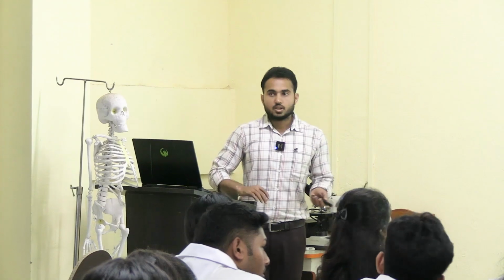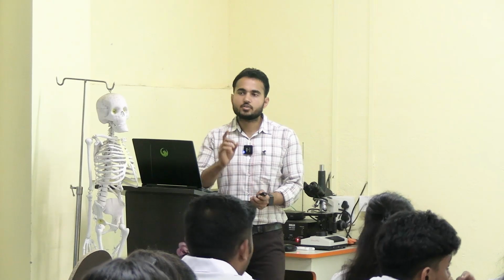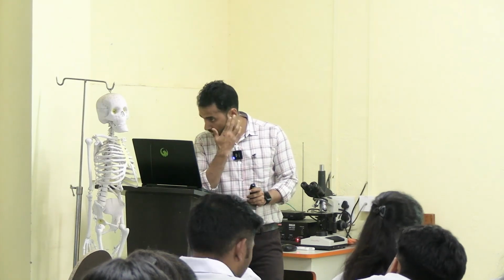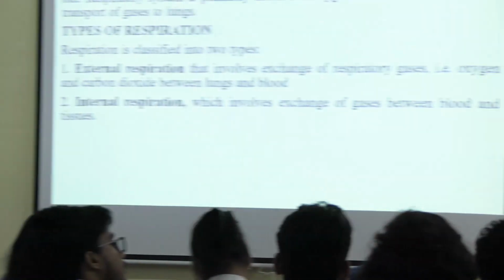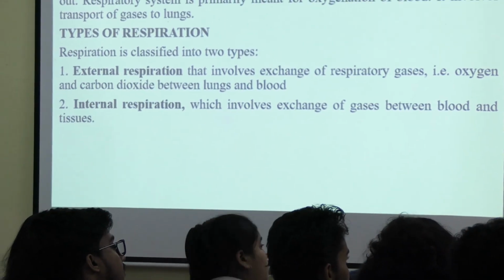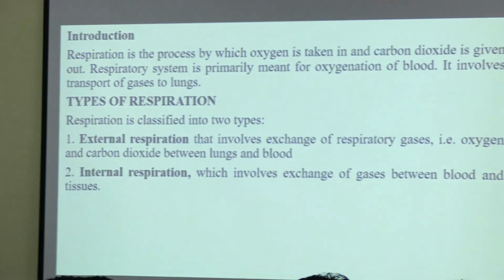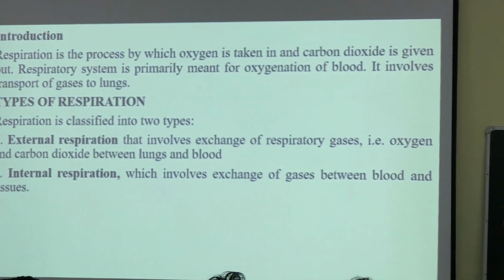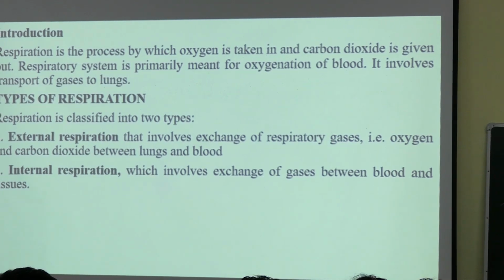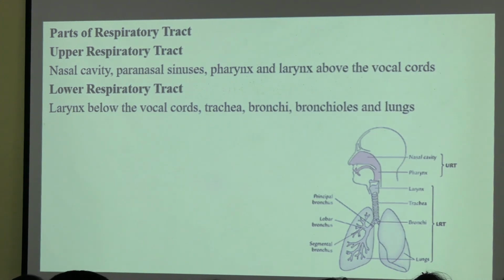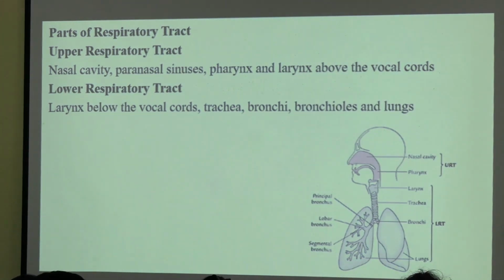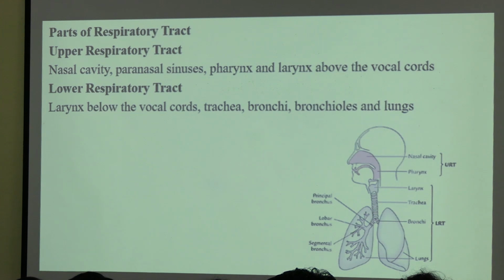Trachea. Before going to the trachea, there are a few important points which you have to know about the respiratory system. I hope you know what is respiration. You know what is respiration, right? And then you know that two types of respiration are there: external respiration and internal respiration. You have studied this. Next, the respiratory tract is divided into two parts, that is the upper respiratory tract and lower respiratory tract.